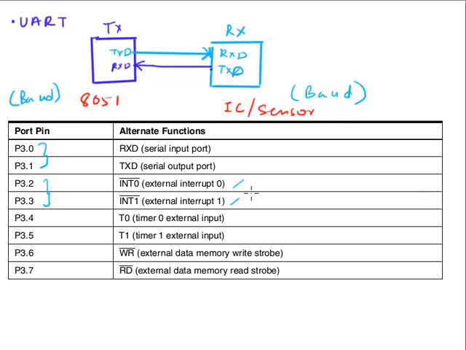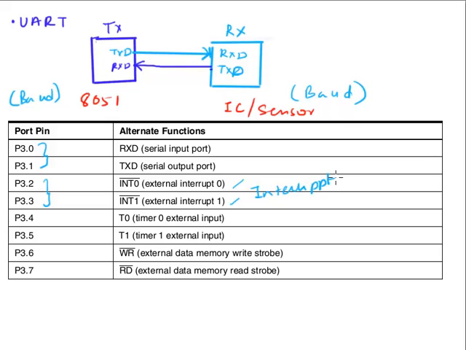Interrupts are something which interrupt the normal execution of the program, and they're basically signals to tell the controller, or ask the controller, to stop its current processing and execute some other instructions. So we have interrupts as well on the 8051, and there are two interrupts.